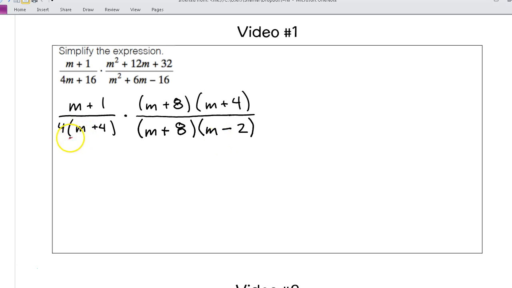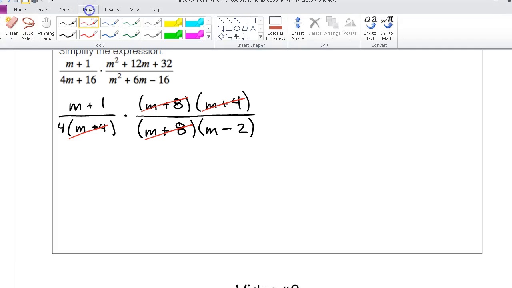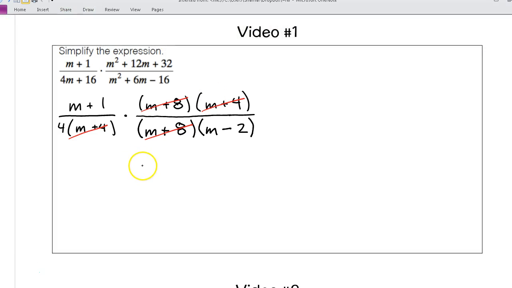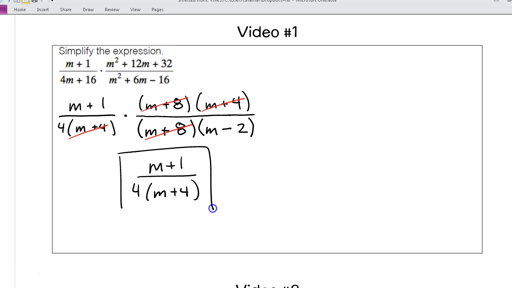So I've got an m plus 4 down here and 1 up here in the numerator, and an m plus 8 there and there that reduce out. So after I reduce things, I'm left with m plus 1 over 4 times m plus 4, and there's no need to distribute in that denominator there.